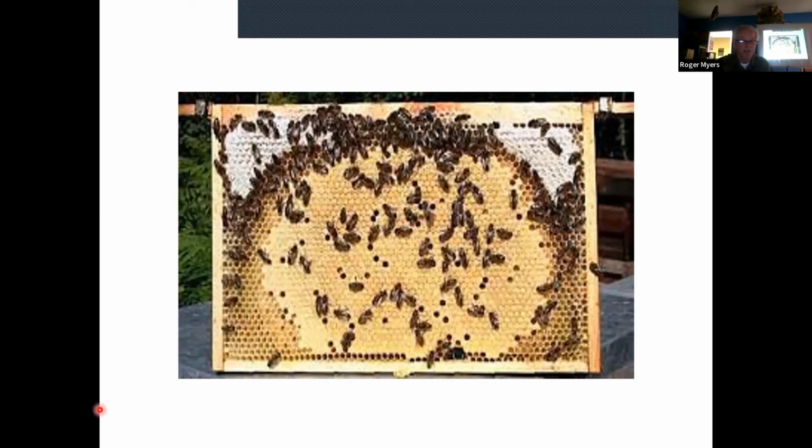That's part of the hygienic behavior that we're using to fight the mites. We have bees that can sense that a larvae is injured underneath the cap. The bees uncap it, and either pull that whole larvae out or pull the mite out, get rid of it. And that's how they control mites.